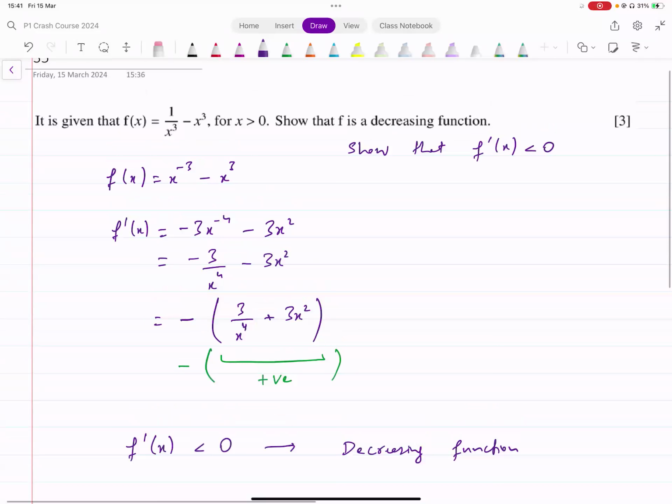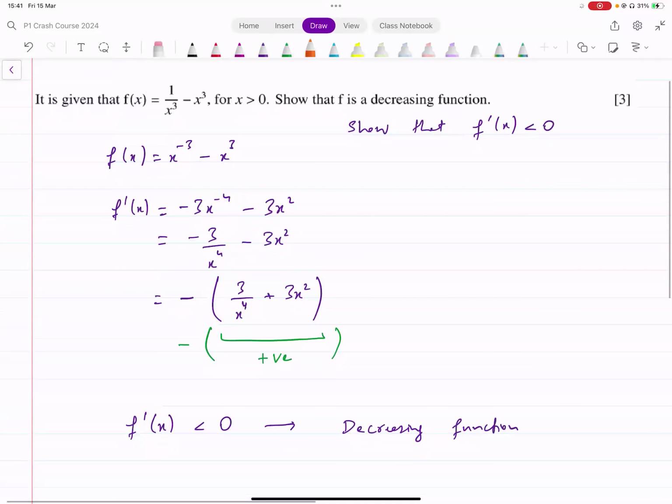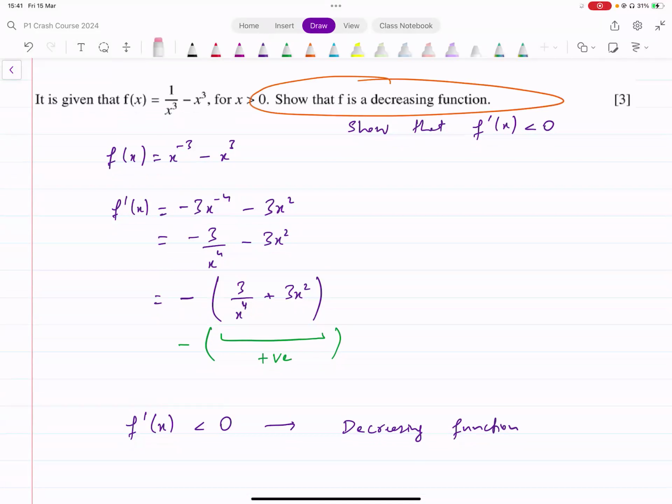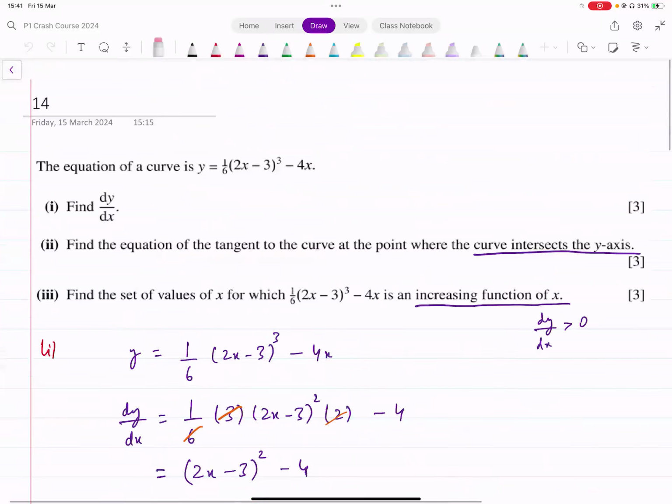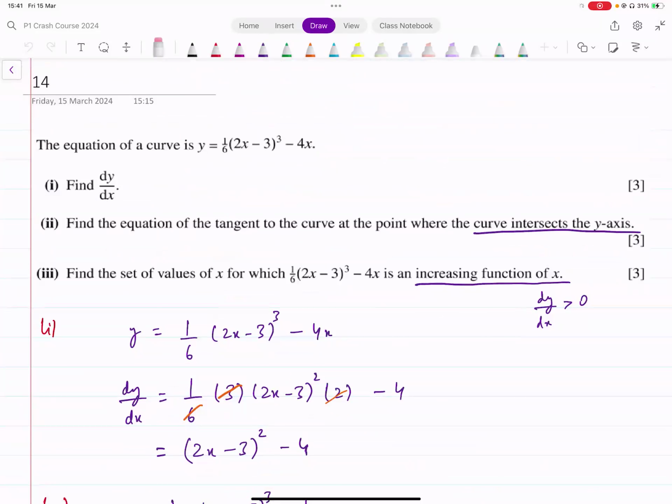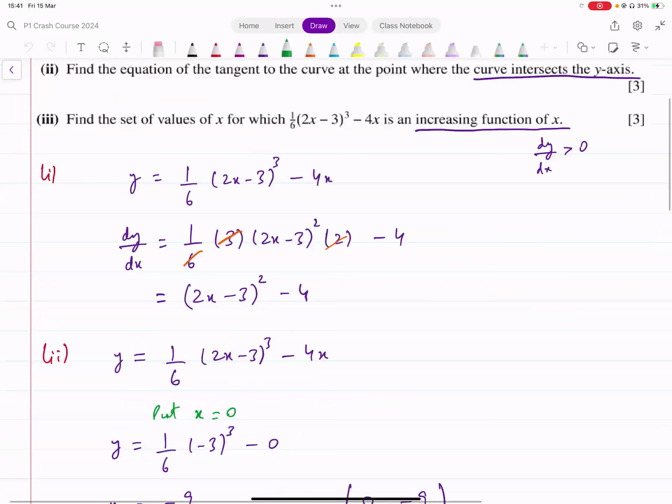So understand the difference between the statements. Sometimes you have to show that the function is increasing or decreasing. In that case, you'll do this: prove that it's always positive or always negative. Sometimes they ask you to find the set of values of x for which the function is either increasing or decreasing. In that case, you put that greater than 0, less than 0, and solve that inequality. Okay? All right, I hope that makes sense.